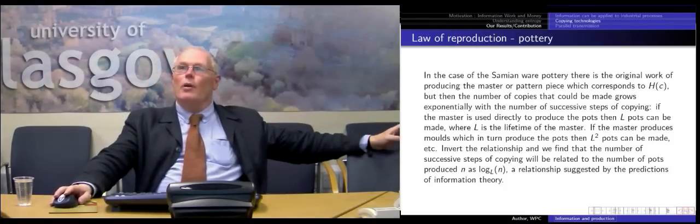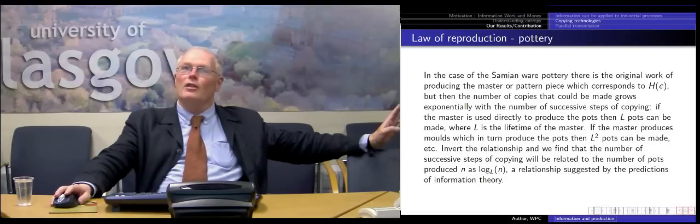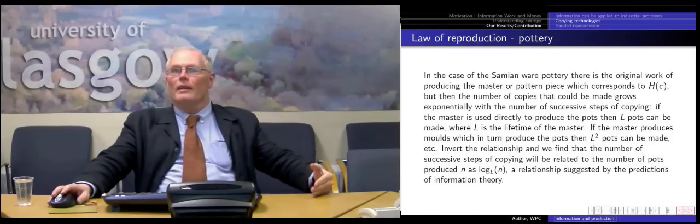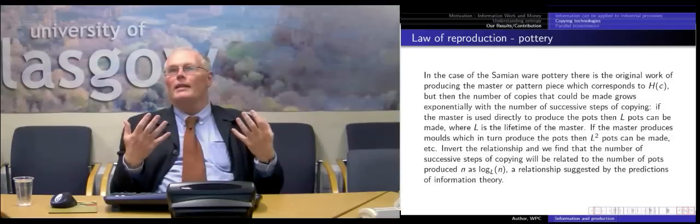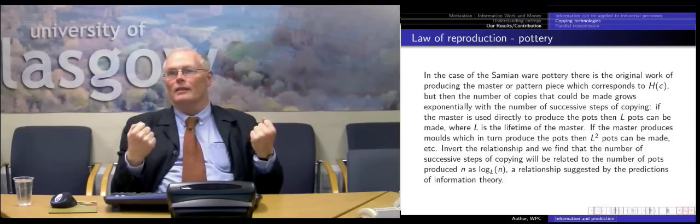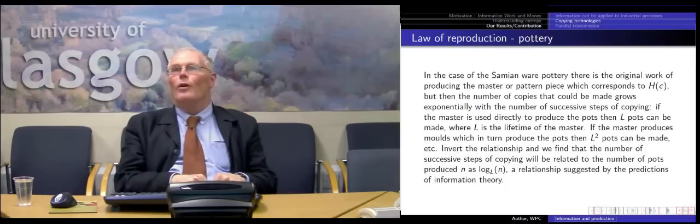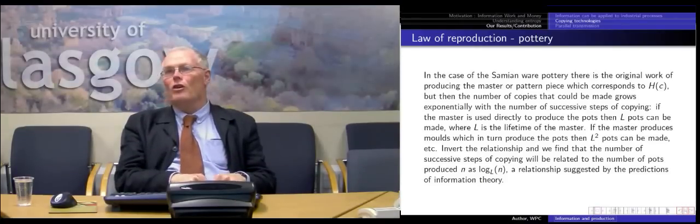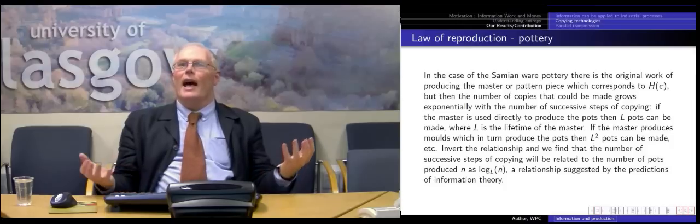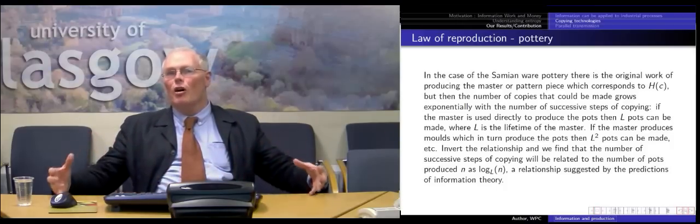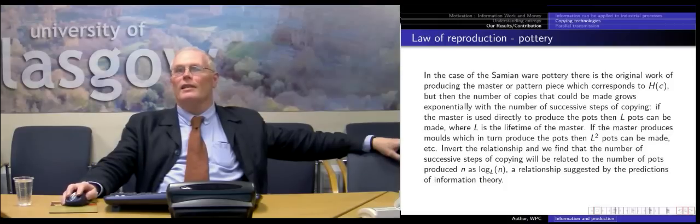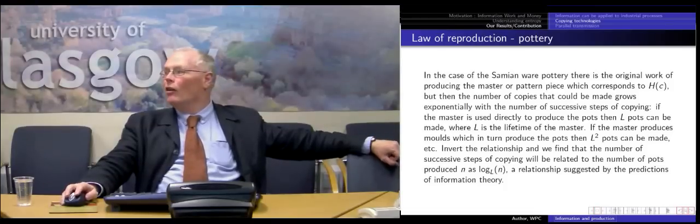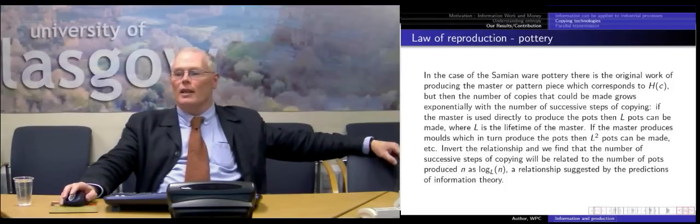Now, in the case of Samian ware pottery, the original work constitutes the production of a master or pattern piece, which is the information content of C. And then the number of copies that can be made grows exponentially with successive steps of copying, because suppose L pots can be made with one master. If the master is used to produce molds, which are then used to make pots, you can make L squared pots. And as you increase the number of successive stages of copying, you'll find that the number of stages of copying that you require grows as the logarithm to the base L of the number of items you want to produce, which fits the original equation I said.